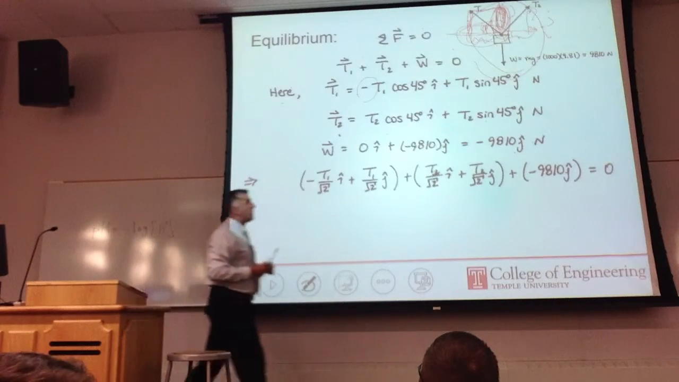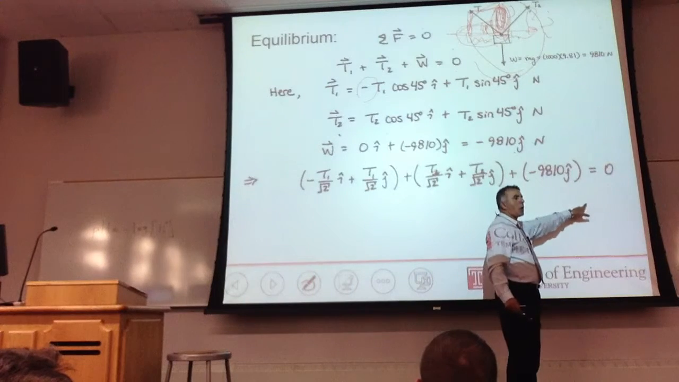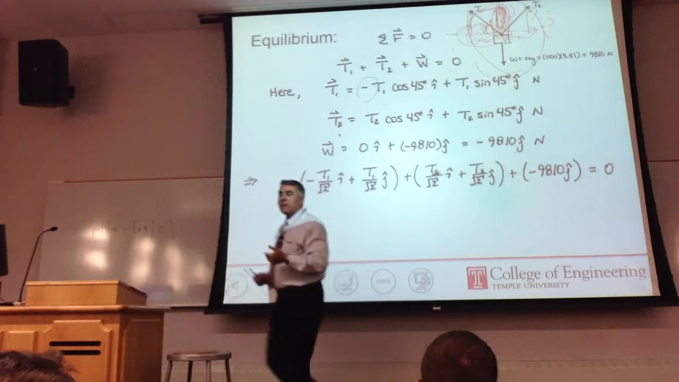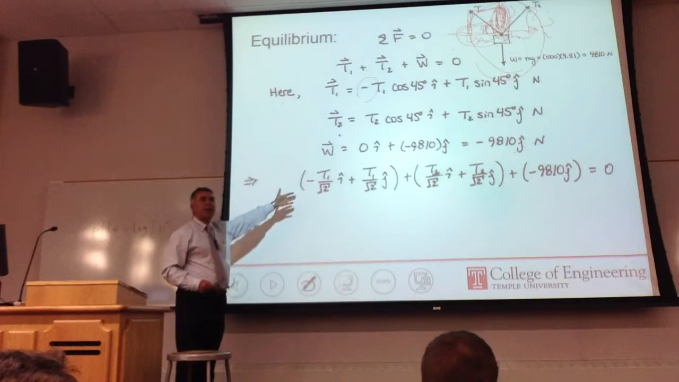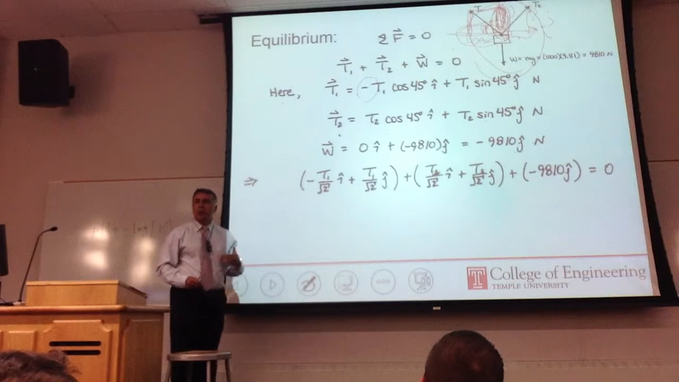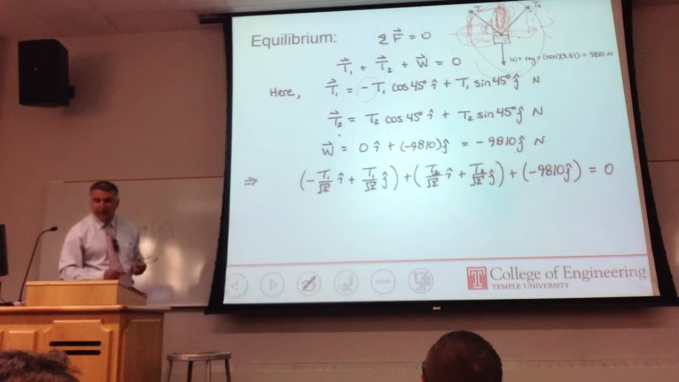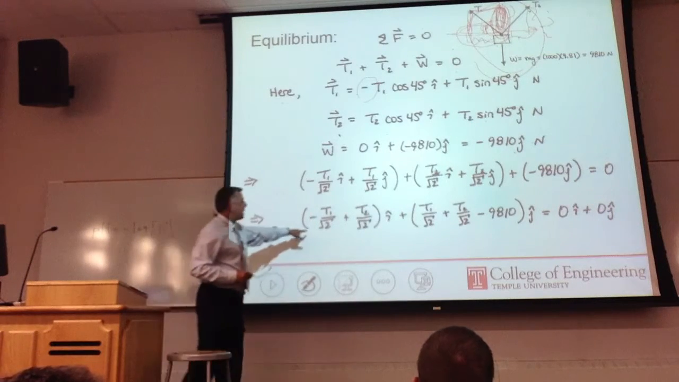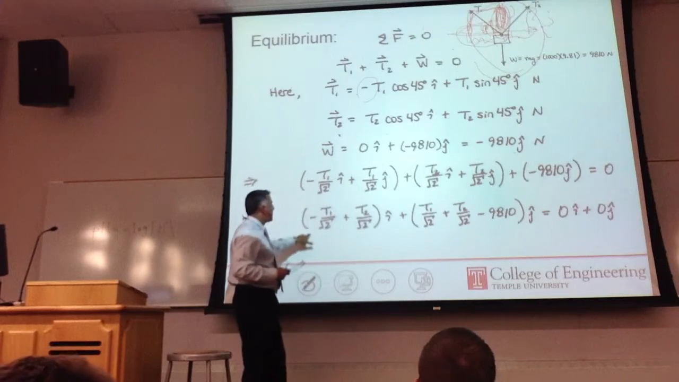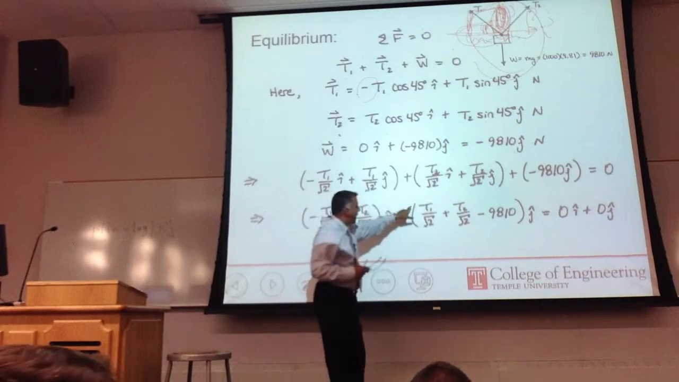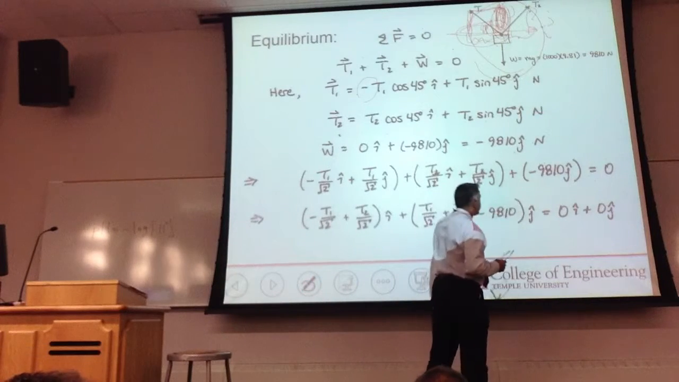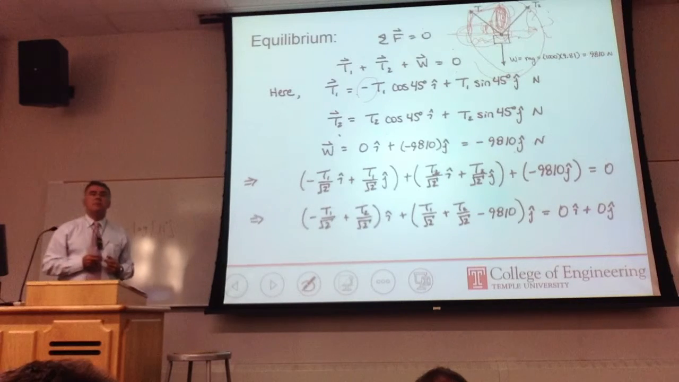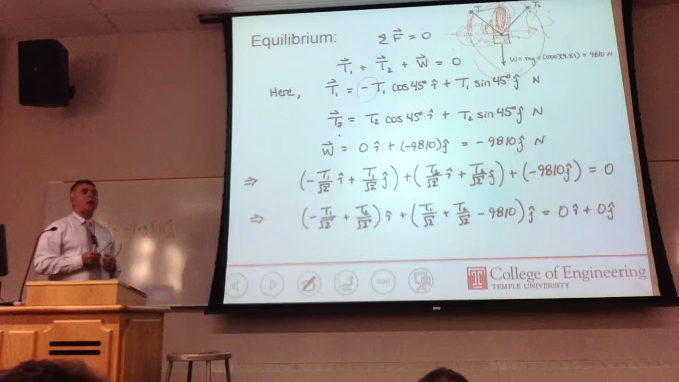Because in fact, this 0 is telling us it is 0i plus 0j, right? That means all terms of the i have to be equal to 0, and all terms of the j. So in that case, if I put that as equal to 0, this part has to be equal to 0, and this part has to be equal to 0. Do we follow this? No? All right.